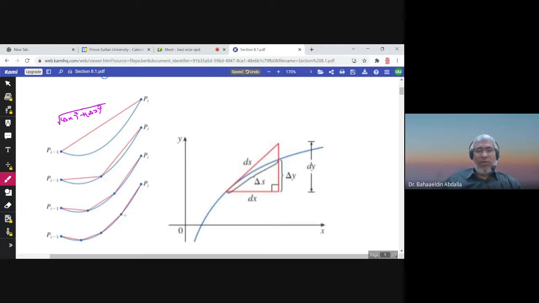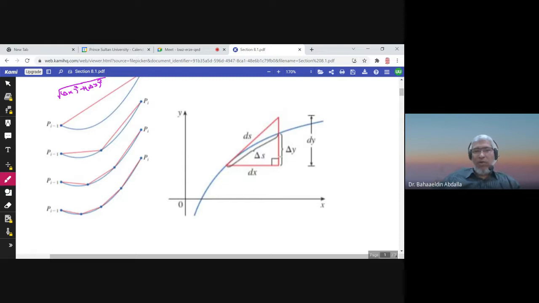And if you keep dividing the arc, or the curve, into small portions, then when you add the lengths of the lines, you will get a very nice approximation of the length of the arc.